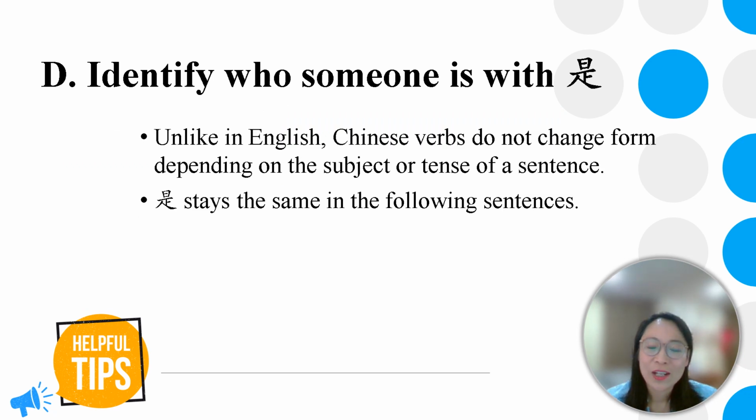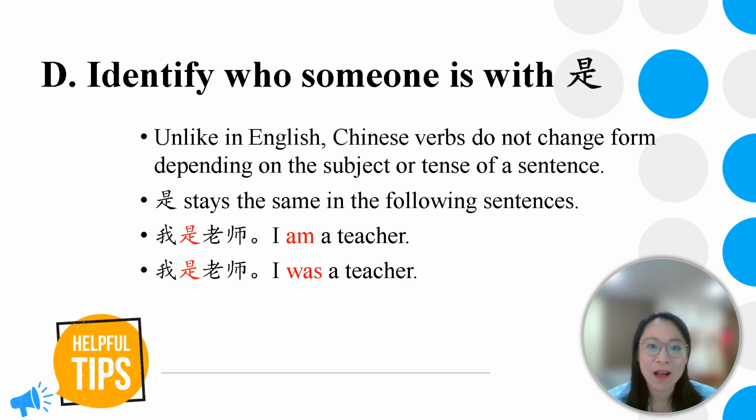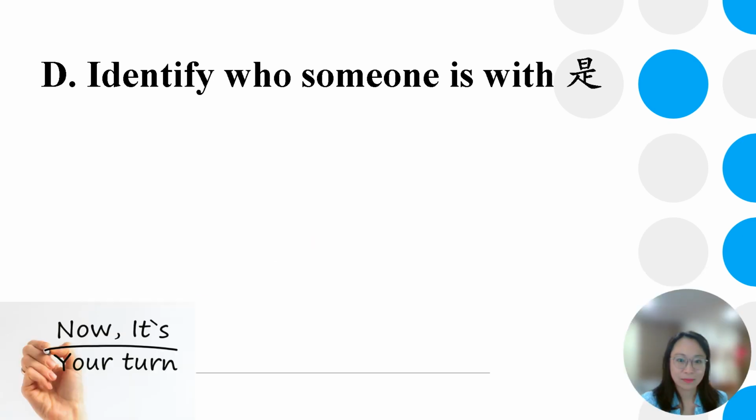Unlike in English, Chinese verbs do not change form depending on the subject or tense of the sentence. 是 stays the same in the following sentences. Number one, 我是老师 means I am a teacher. 我是老师 also can mean I was a teacher. 你是老师, you are a teacher. 是 will never be changed.